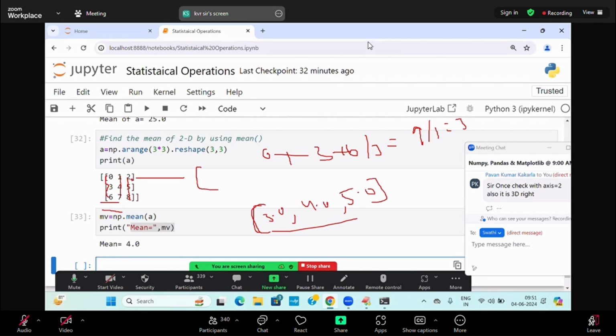Row mean, please. 0 plus 1 plus 2, 3 by 3, 1. Next, 3 plus 4 plus 5, 12 by 3, 4. Then 6 plus 7 plus 8, 21 by 3, 7. This is called what mean?